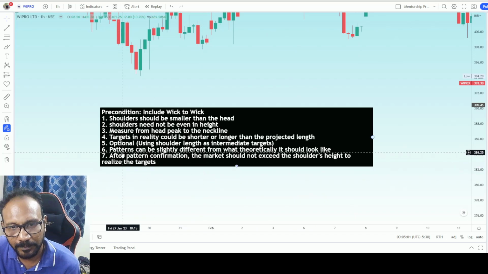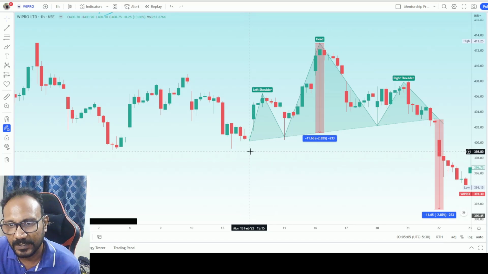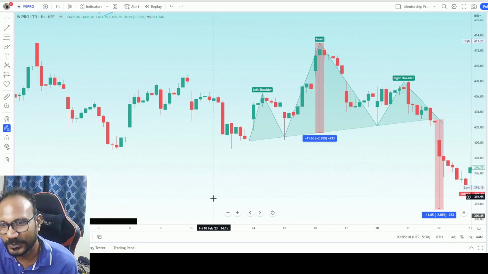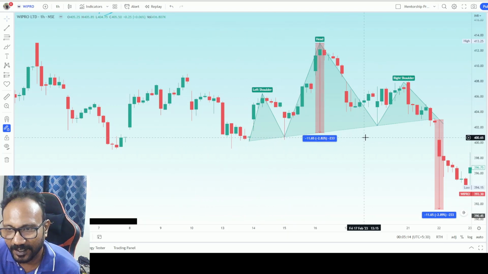And then patterns can be slightly different from what theoretically it should look like, right? So here you are seeing very classic examples. In the coming examples I'll show you how this pattern need not be so perfect, V shape or M shape.